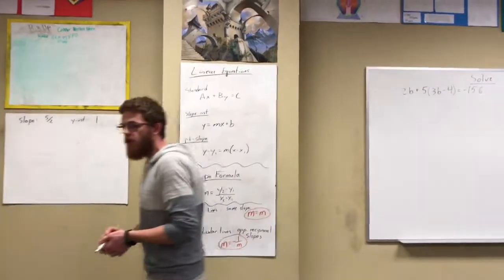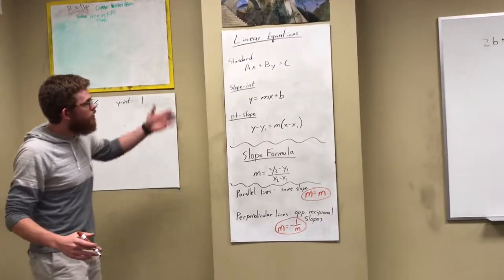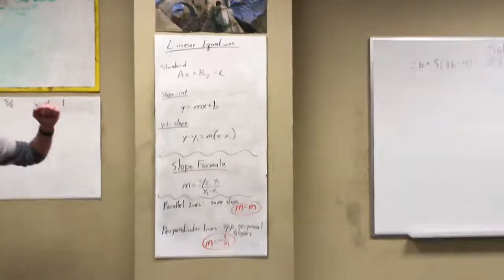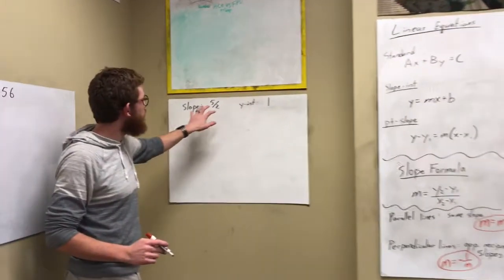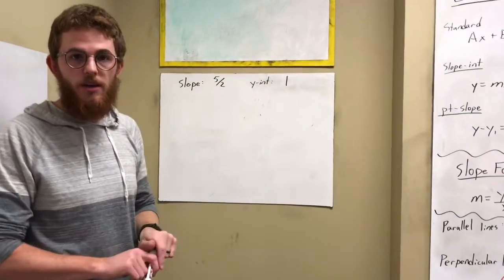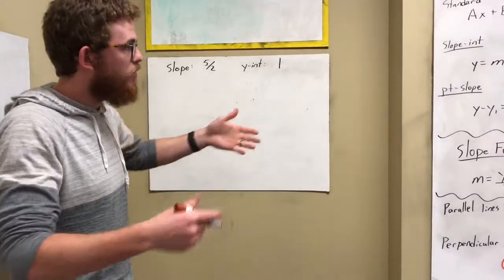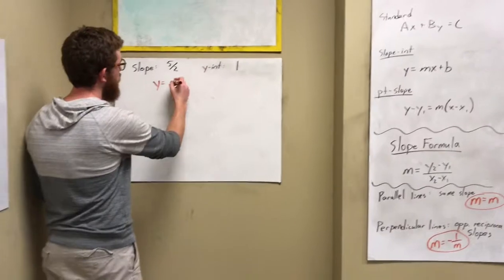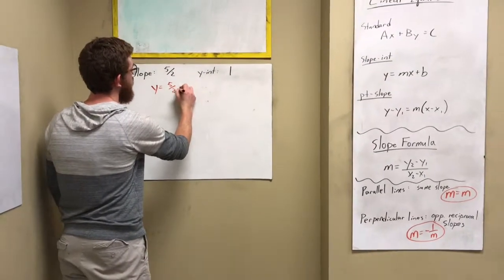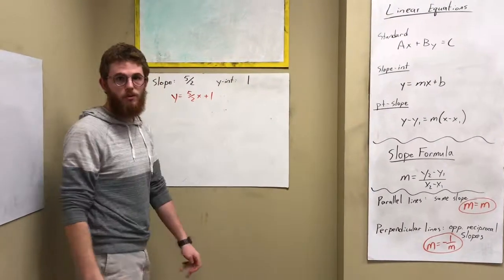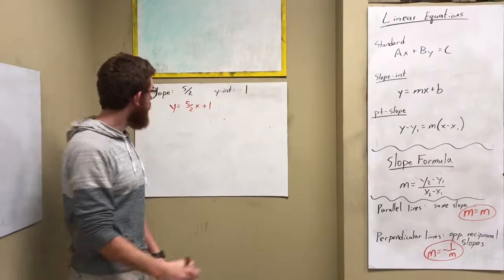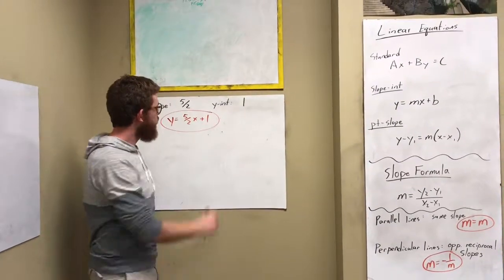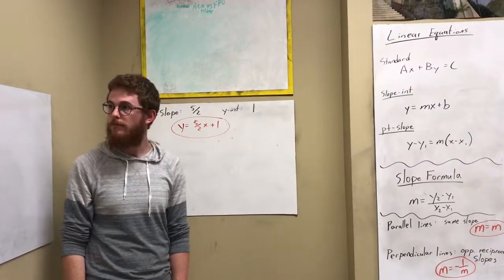So if we're trying to create the equation of a line, we always want it to be in slope-intercept form. If we're given the slope and we're given the y-intercept, all we have to do is plug it in. We know y equals mx plus b, where m is the slope and b is the y-intercept. And we're done.